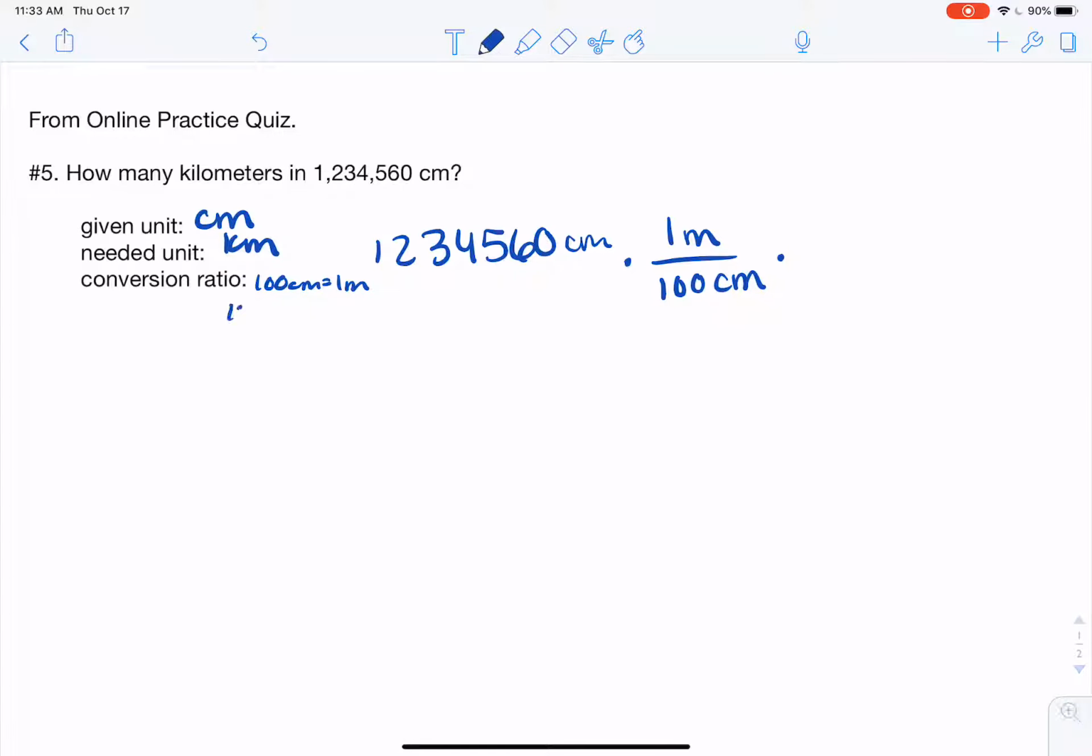Then I know that there are 1,000 meters in 1 kilometer. So when I set up this next piece, I'm going to need meters to cancel, so I'm going to put meters in the denominator and kilometers up top. And we know that 1 kilometer is 1,000 meters. Then you just multiply straight across, and then you divide by each of these. So I'm going to grab a calculator. You can simply move the decimal over, but I'll grab a calculator.